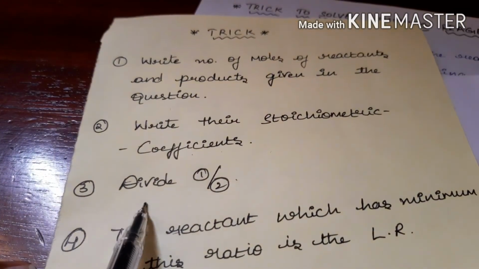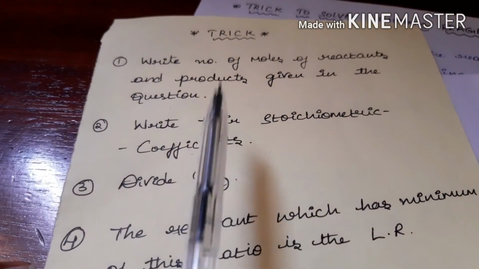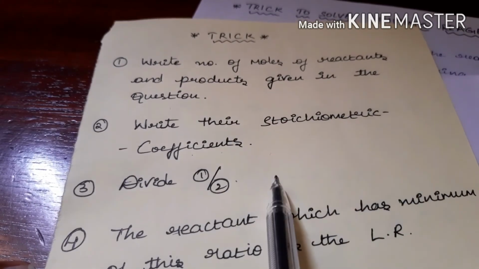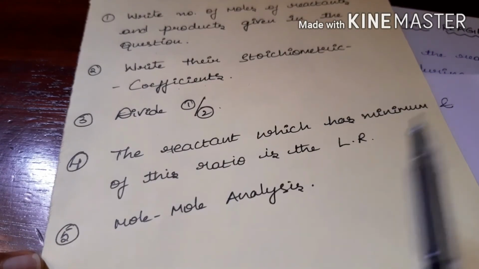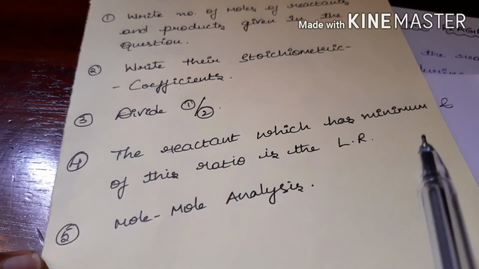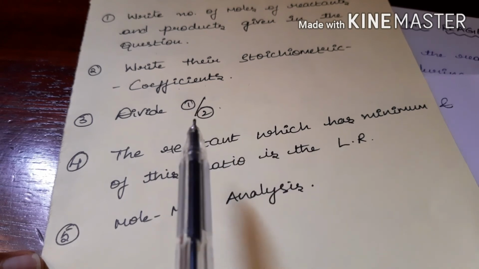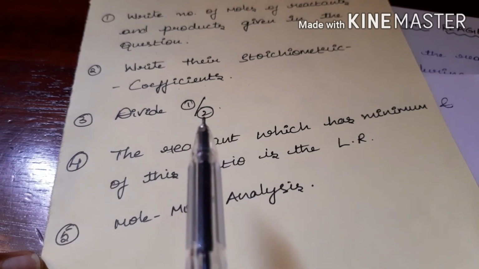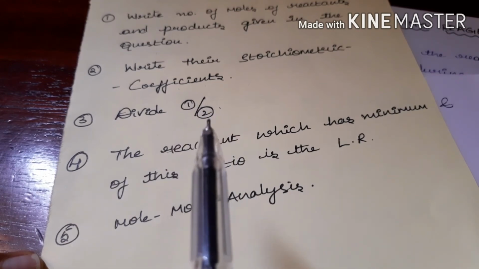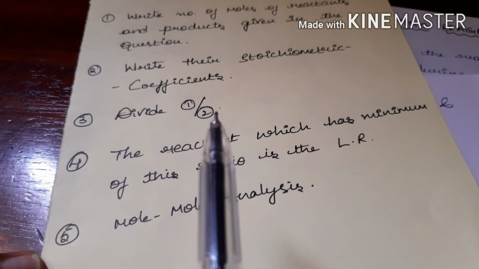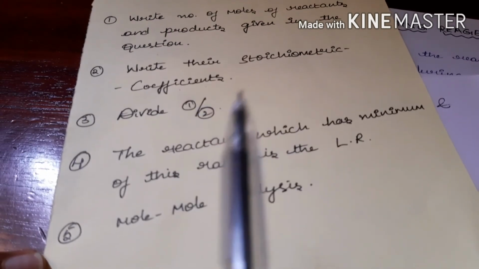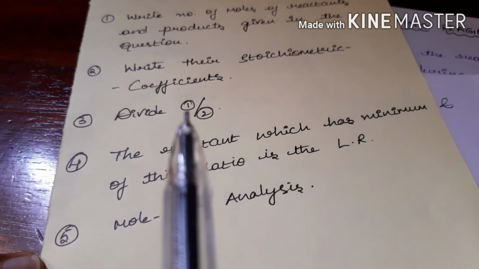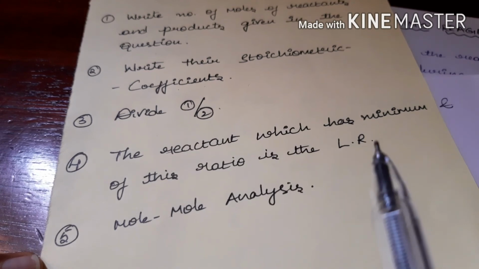And the third trick is to divide 1 by 2. That means divide the number of moles of reactants or products given in the question by the stoichiometric coefficient. The fourth trick is that the reactant which has the minimum of this ratio is the limiting reagent. That means the one which gives the least product when we divide the number of moles by the stoichiometric coefficient is the limiting reagent.